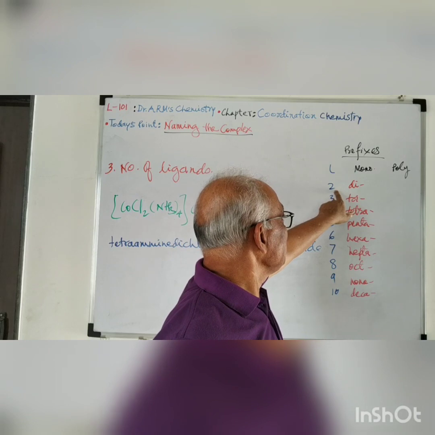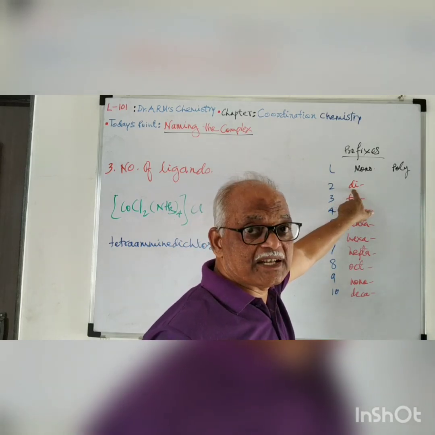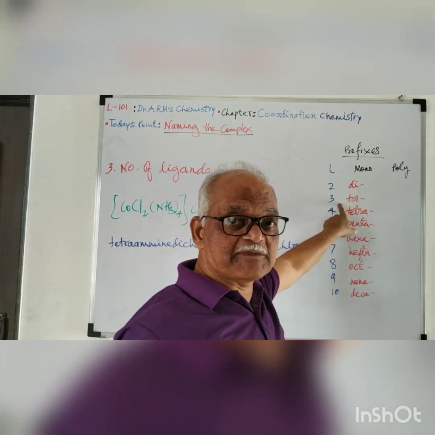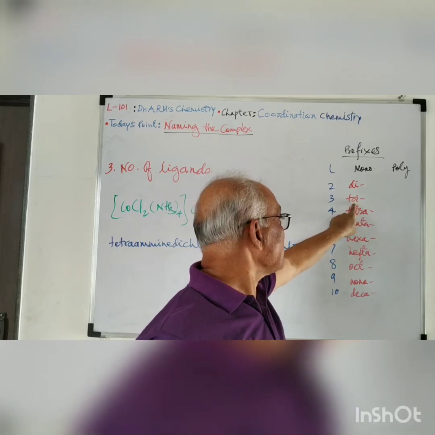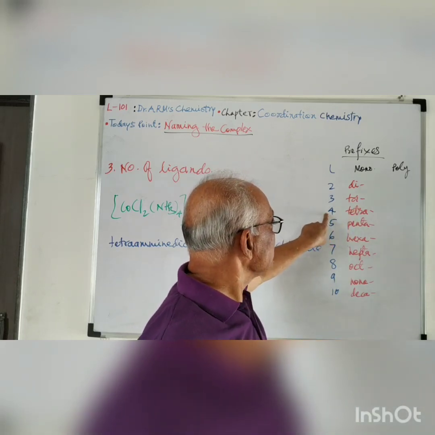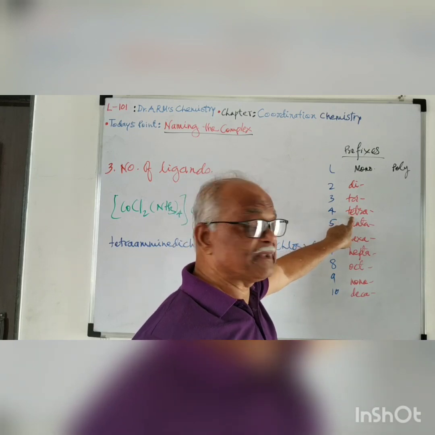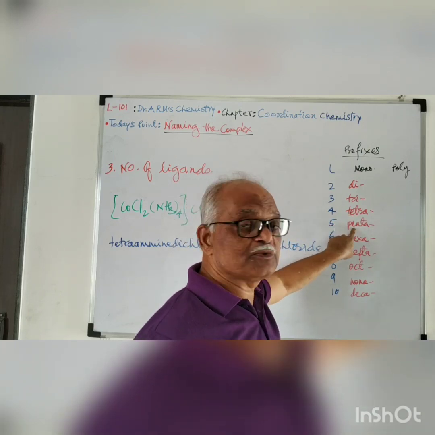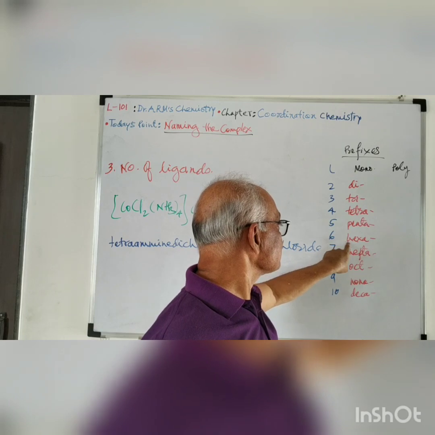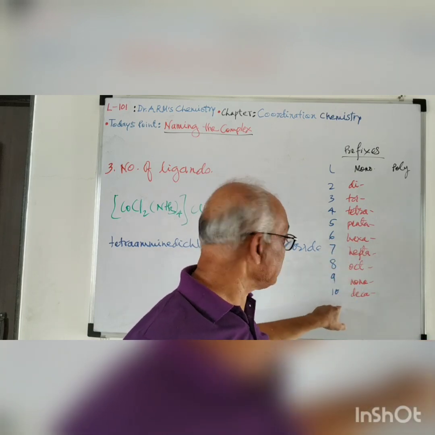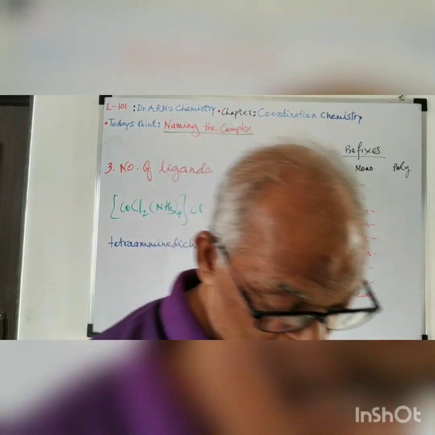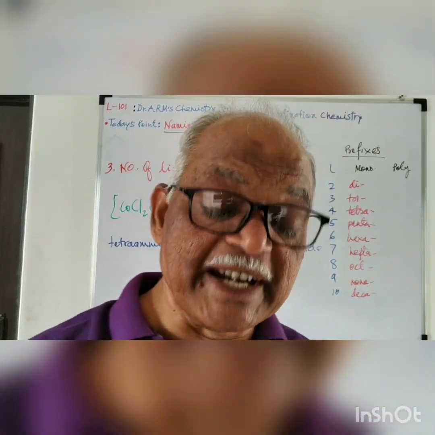When there are two ligands, we have to indicate it as di. When the same number of ligands is 3, we have to show the prefix tri. In this way, 4 ligands are shown with the tetra prefix, 5 ligands with the prefix penta. Similarly, 6 ligands hexa, 7 hepta, 8 octa, 9 nona, and 10 deca. So this is about the monodentate ligands.